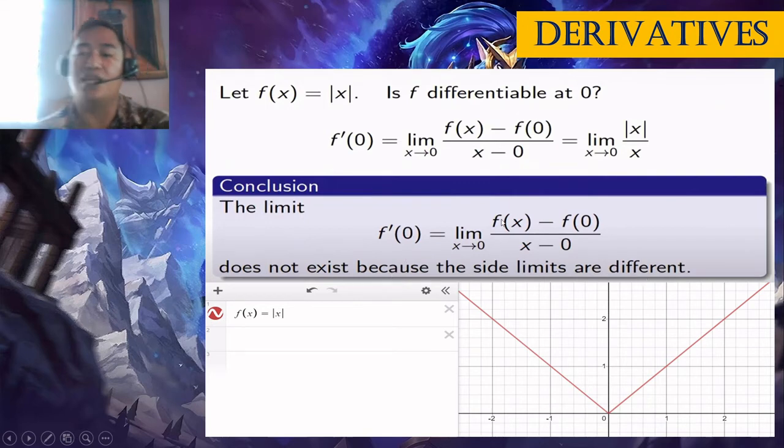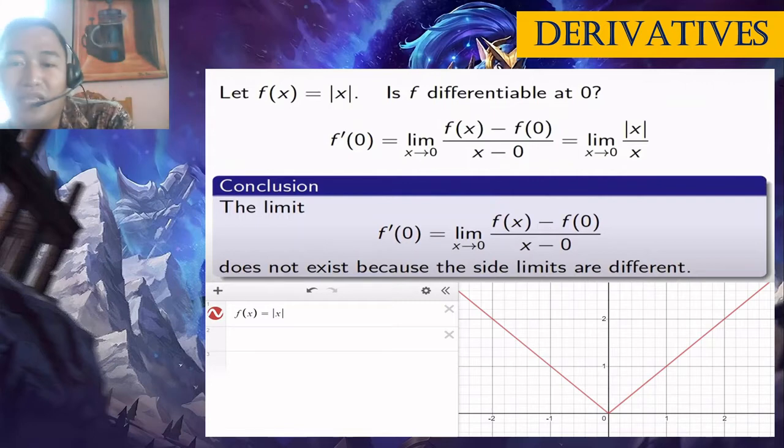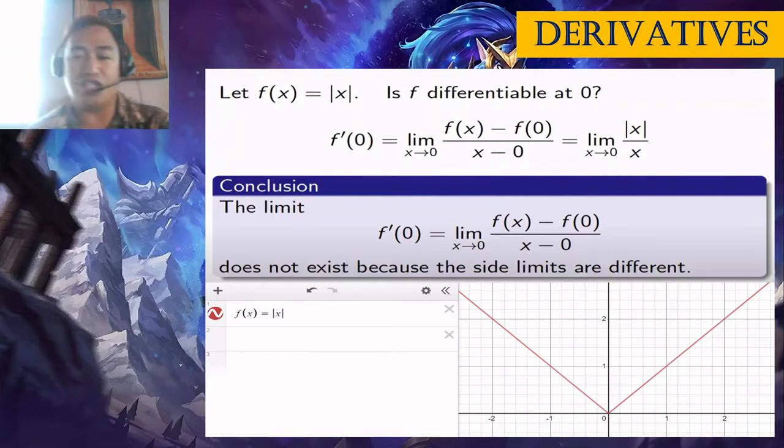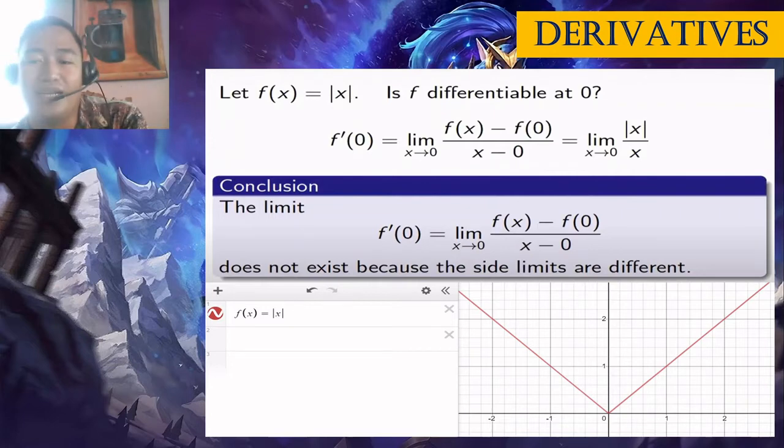Okay, class. If the limit does not exist, therefore it does not satisfy definition 1 and definition 2 of the tangent line. So, there is no tangent line. So, the tangent line, class, does not exist.